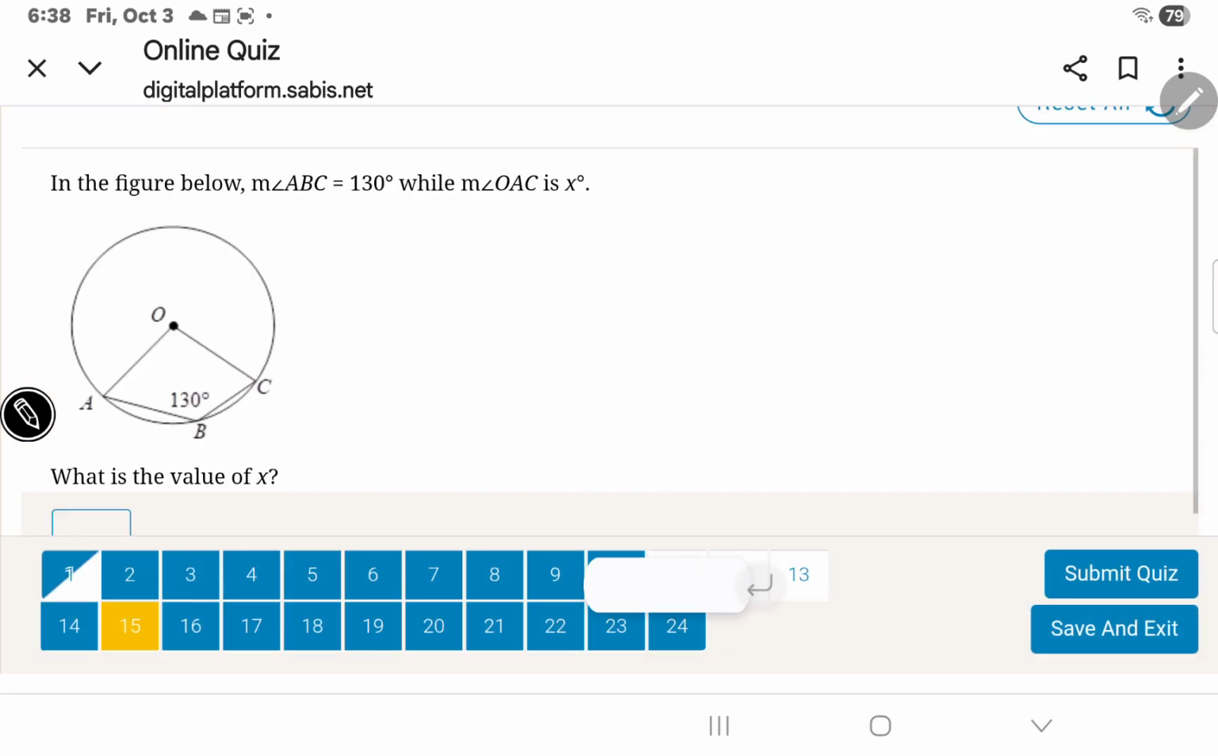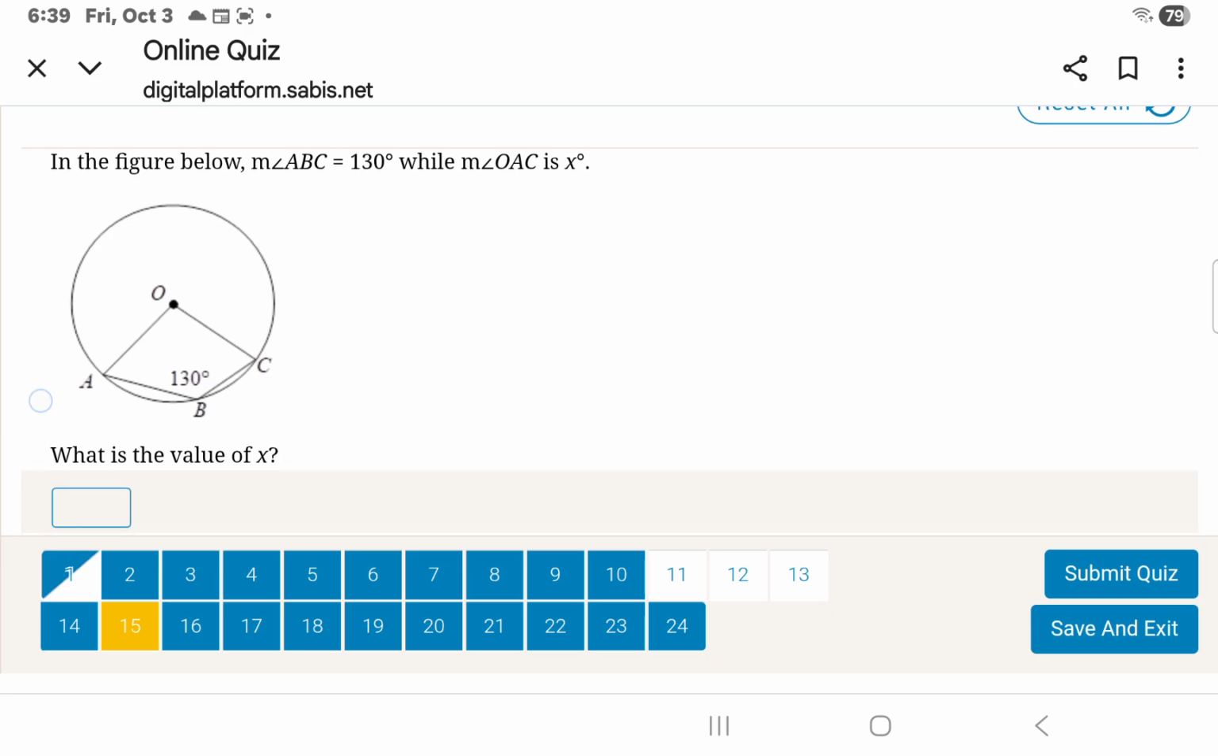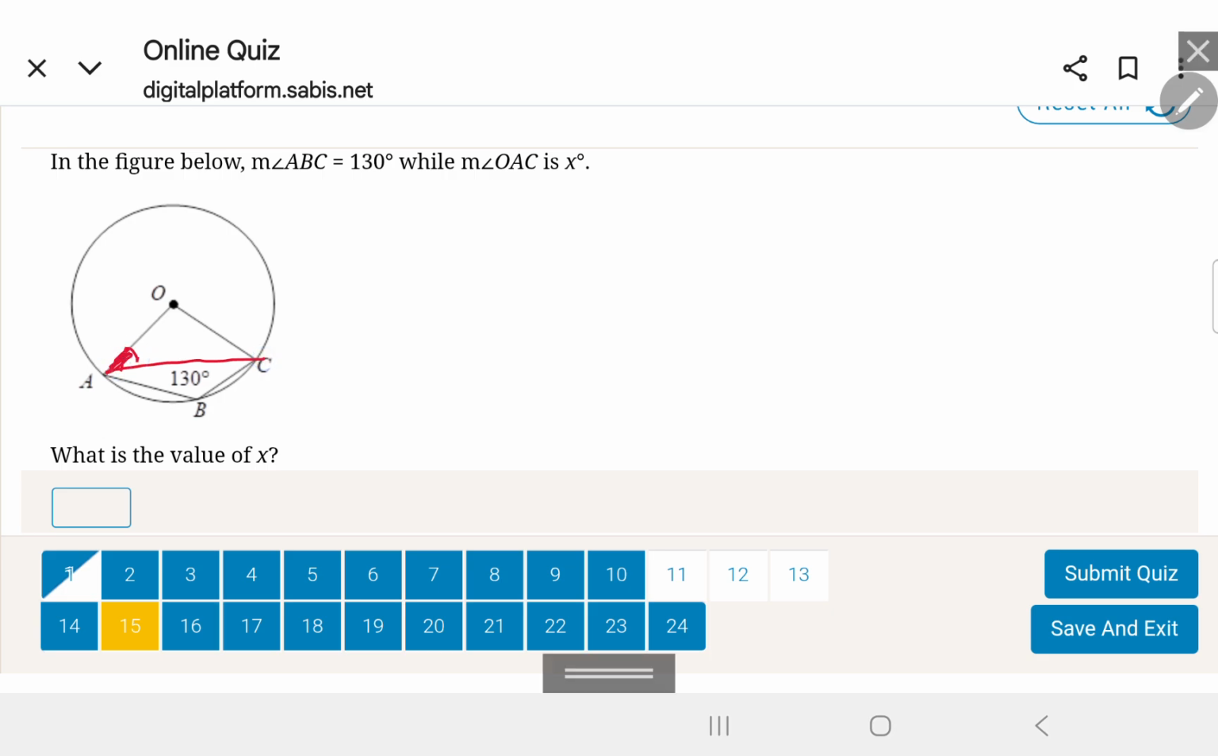Number 15. In the figure below, the measure of angle ABC is 130. Find x. So OAC means this angle here. We want to find this angle here. Okay, first step you have to do, this angle must be 260, twice 130, 260. And this angle will be 100 because the whole circle is 360.